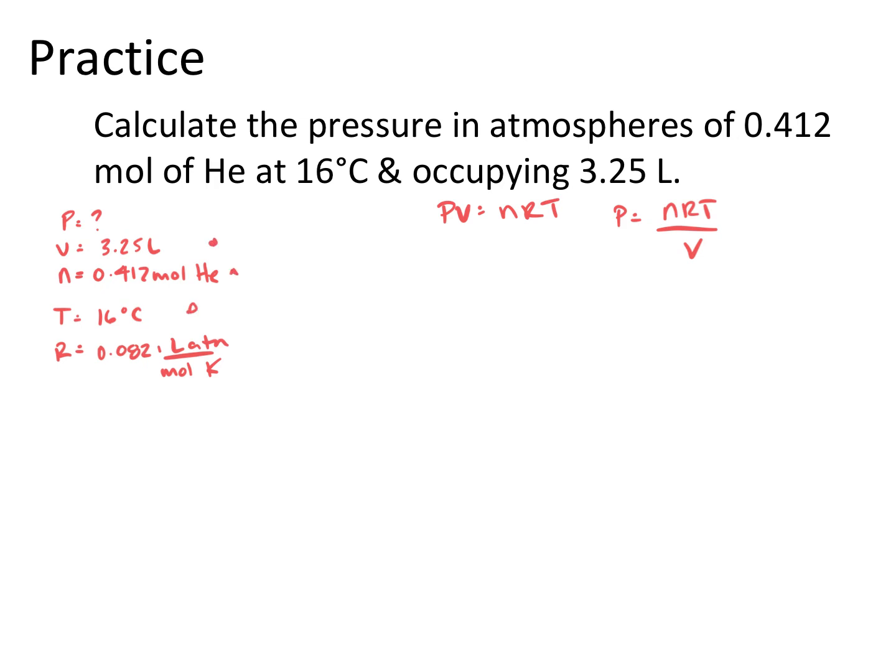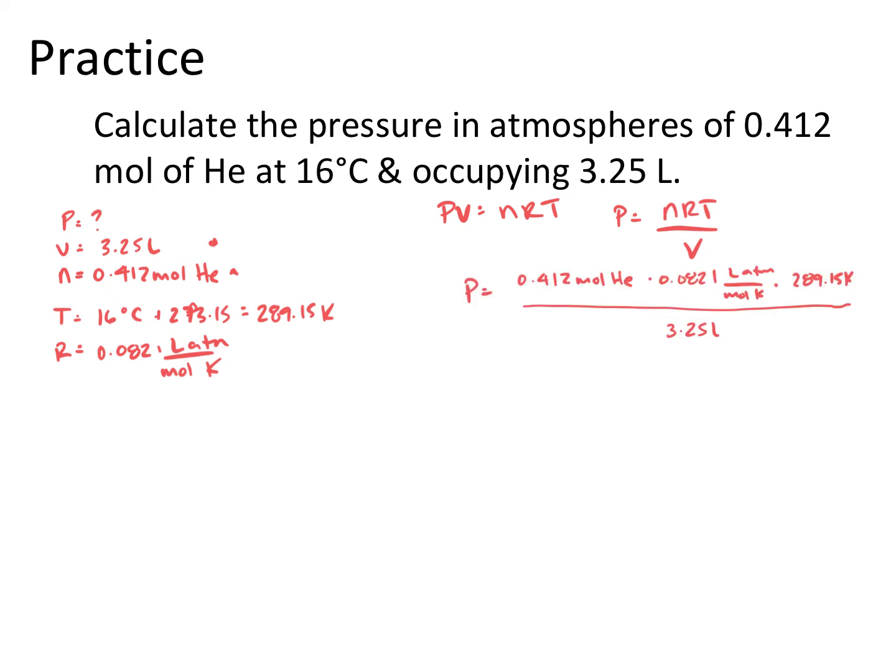The volume we've been provided is in liters, that matches our constant. We're in moles, that matches the constant. Our temperature here, though, doesn't match. What that means is we're going to need to add 273.15, and that's going to give us our temperature in Kelvin, which is 289.15. Now all of our units match the constant, and we can plug our quantities into our manipulated equation. Now that we've plugged our quantities into our equation, we can go ahead and calculate our pressure.